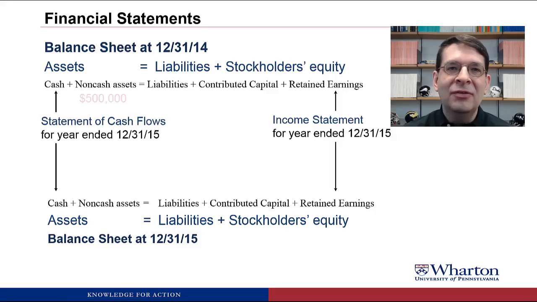Okay, let's go back to the house example. So let's say on your first balance sheet at the beginning of the year, you have a $500,000 house, which is your asset, a $450,000 mortgage, which is your liability, and $50,000 of equity.